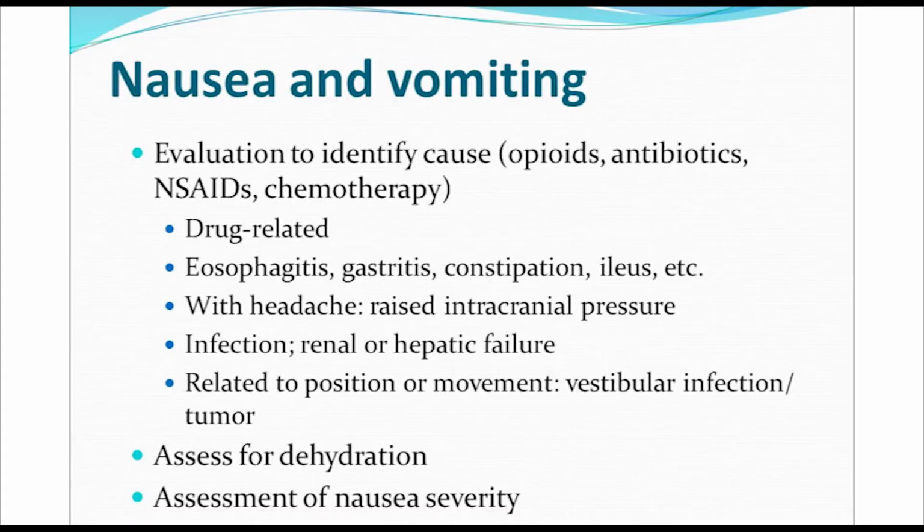In nausea, vomiting, always the same: identify the cause, then try to act on that. If it is drug related, can we do without this drug? Then we may find there is an infection, or any specific clue towards which system is involved and affected, and then we will be able to use the proper drug for that treatment. Always assess for dehydration and severity of nausea.